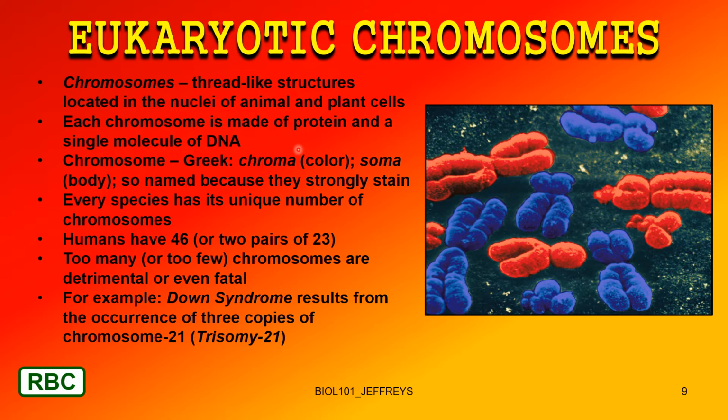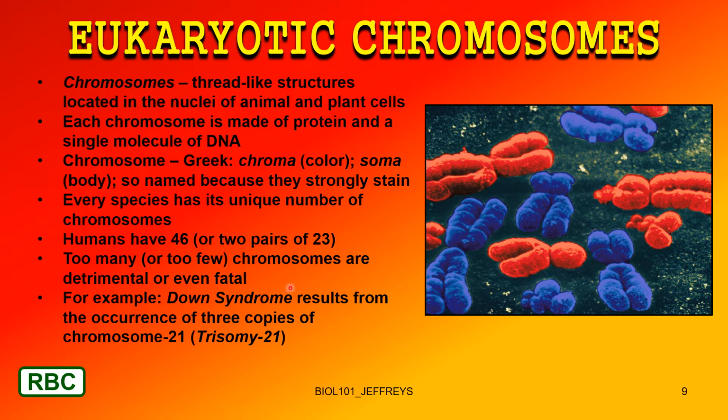And just for your information, DNA comes from the Greek meaning color because they strongly stain, and that's why in the first micrograph I showed you, you can see the chromosomes really clearly because they take on a lot of stain. So every species has its unique number of chromosomes. Humans have 46. That's 2 pairs of 23. So we have 23 chromosomes, and then we have a duplicate set of 23 for a total of 46. And those two numbers, 23 and 46, will become important, as you'll see, as we get into mitosis.